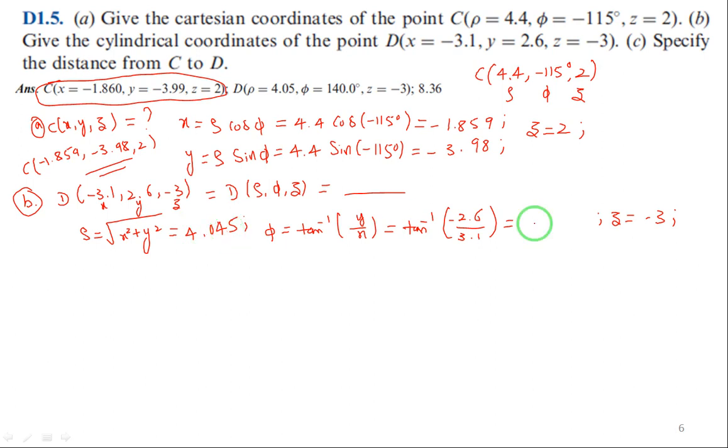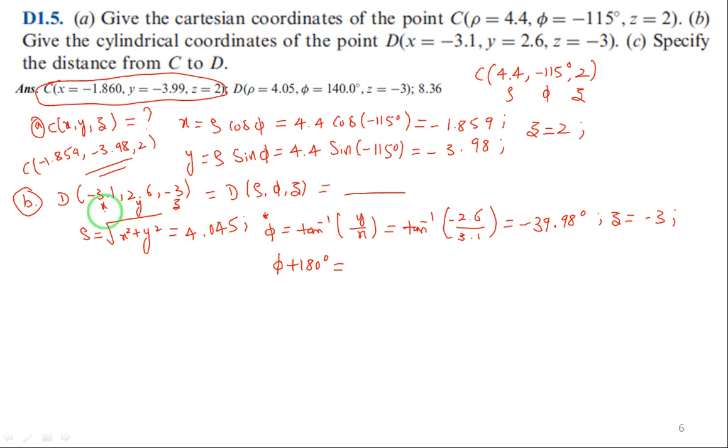One minute. Yes, I will write it first. Minus whatever I am getting, 39.98 degree. One more thing, you have to be very careful while calculating phi, as I have told. Just observe the values of x and y and tell in which quadrant it lies. X is minus 3.1 and y is 2.6, means it is coming in the second quadrant, right? If it comes in the second quadrant, what I should do is add 180 degrees to the value of phi I got, right? This we have seen.